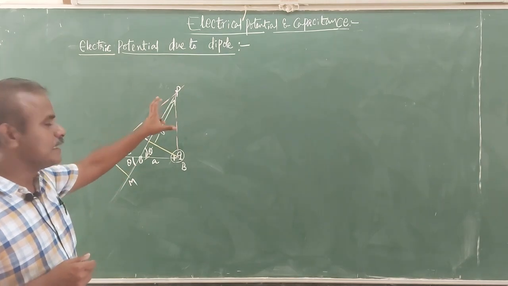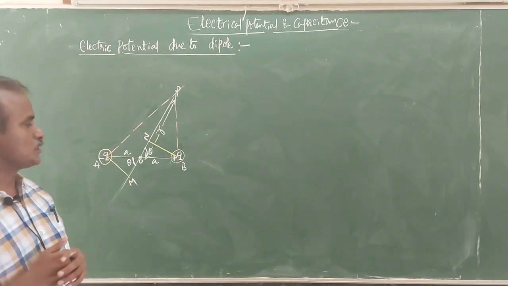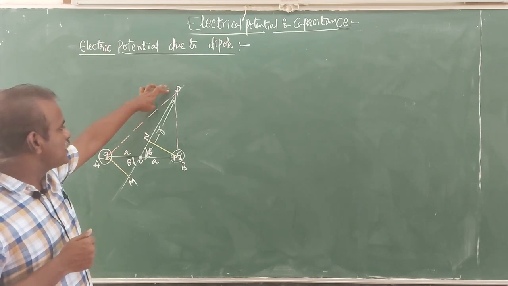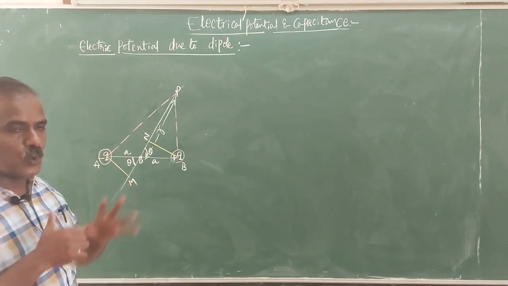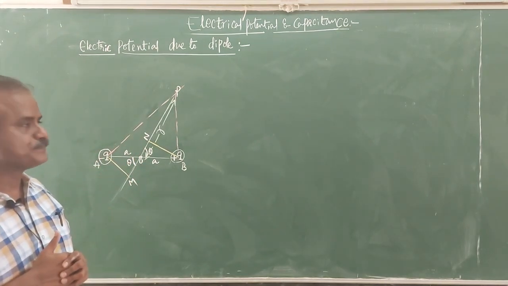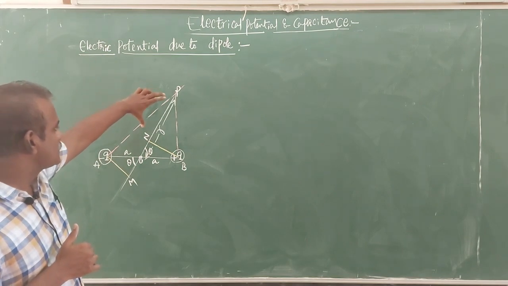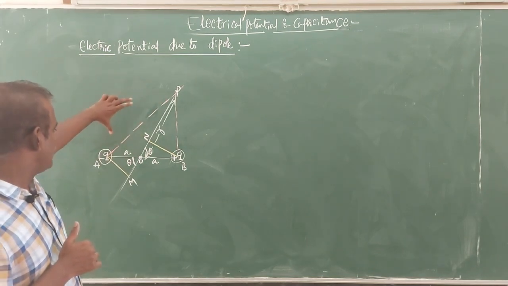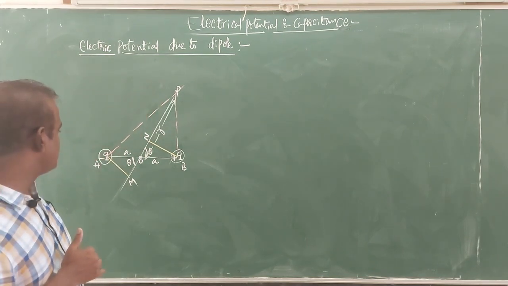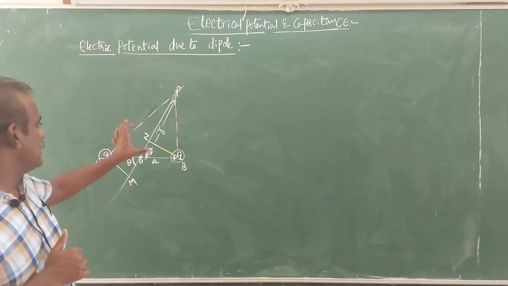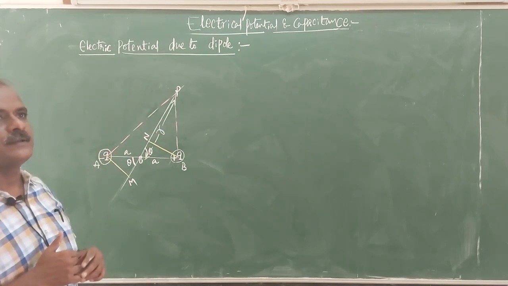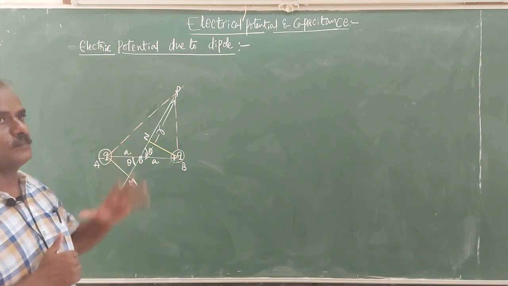And consider a dipole having charge minus q and plus q, of course. And let P be the point at a distance r from the center of the dipole. Then what should you write? AM is the perpendicular drawn to the PO produced. NB is the perpendicular drawn to the PO produced.